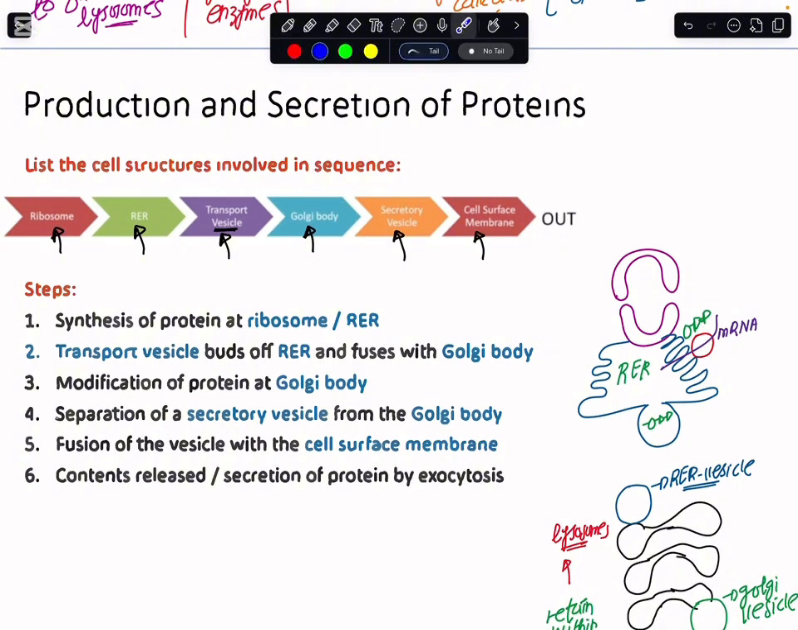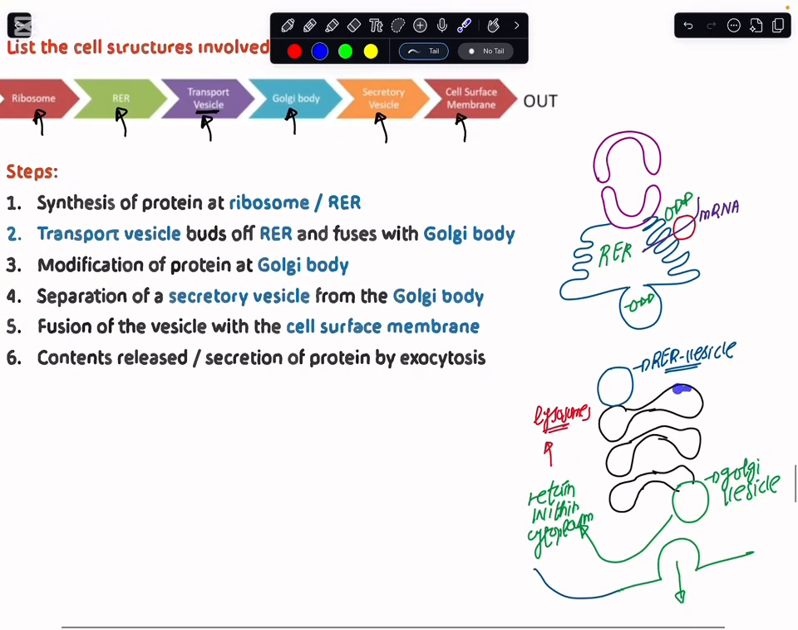How are you supposed to be remembering these steps? You would say that initially the protein synthesis happens at the ribosomes, like it's happening here at the ribosomes. And then transport vesicles, like RER vesicles, would pinch off and then they would fuse with the cis face of the Golgi body. Like here is a cis face of the Golgi body. And then here the protein would be modified, and then ultimately the Golgi vesicle would separate itself from the Golgi body, and now this has become the Golgi vesicle. The Golgi vesicle would go further and fuse with the cell surface membrane, and now the protein would be released out by exocytosis.